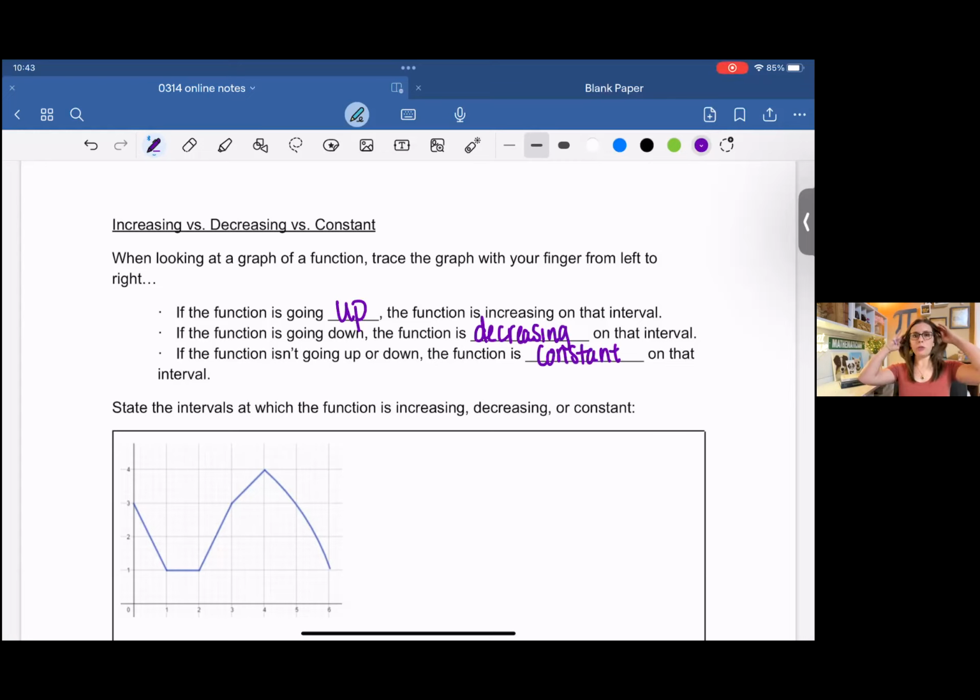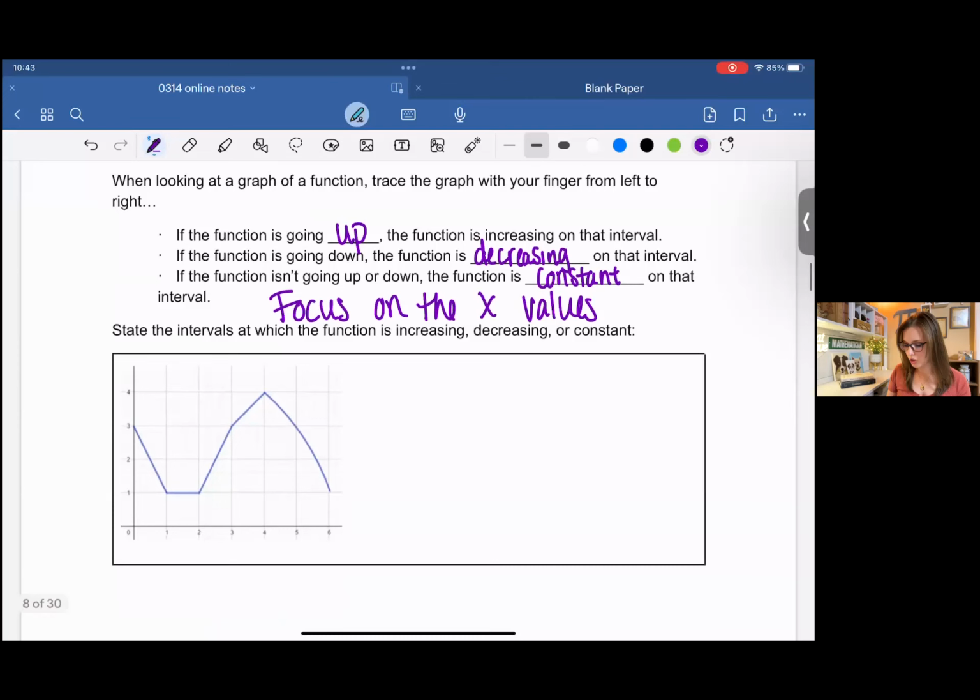And we're going to use interval notation to describe where that's happening. And we are referring to x when we talk about where that's happening. So it is the x values. Focus on the x values for interval notation.